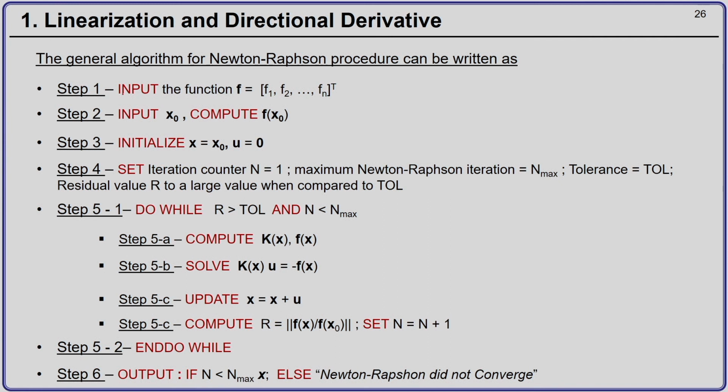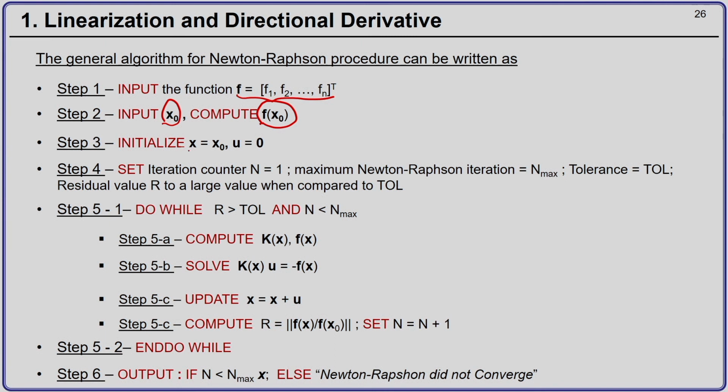The first thing you have to input in your computer program is the function. Your function has to be known, in terms of x1, x2 all the way up to xn. Now, you want to find the solution. Let us say you have some initial guess x0. You can compute the value of the function at this point x0. So, you input your initial guess and then you compute all the functions at this point.